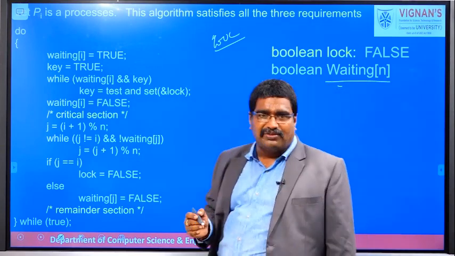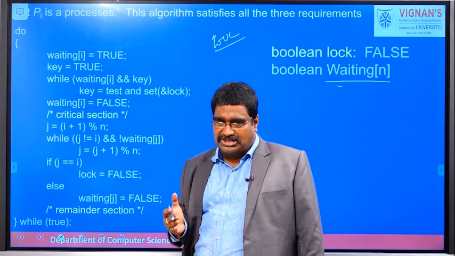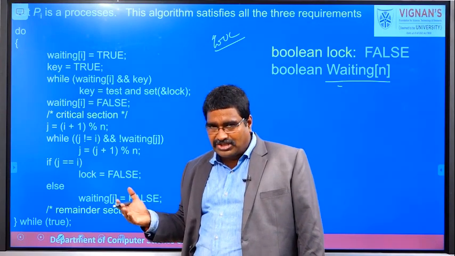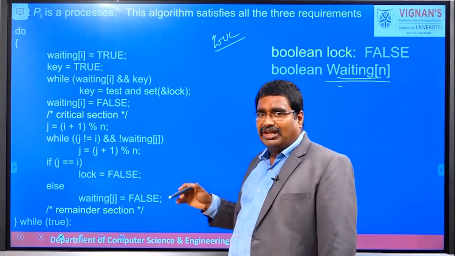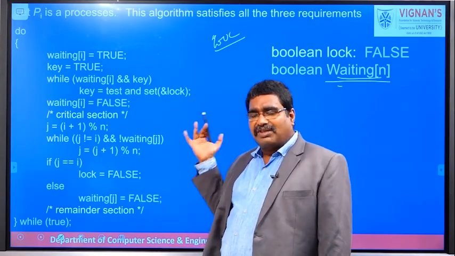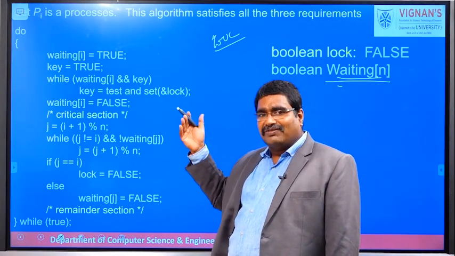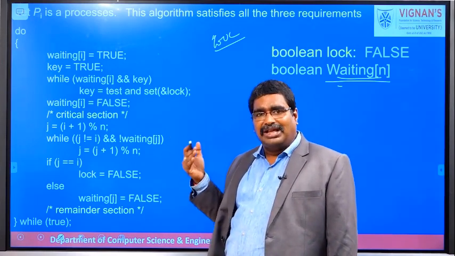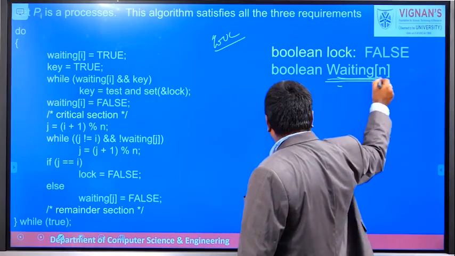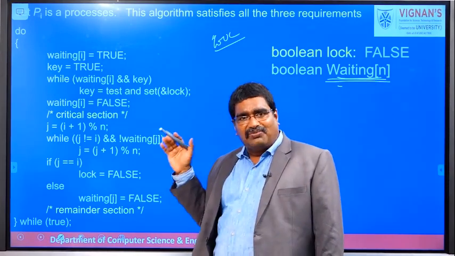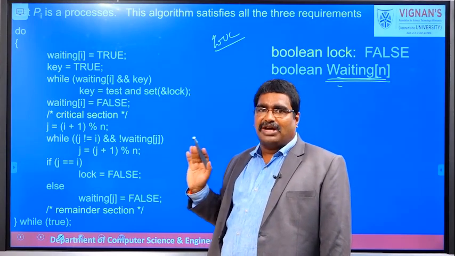And what is the purpose of waiting? Waiting is a Boolean array, and its size is based on the number of processes. For example, if there are 10 processes, then the waiting size is also 10. Or if there are 20 processes, the waiting Boolean array's size is 20. Initially, no process is waiting to enter the critical section. For that reason, all the values in the waiting array are false, and similarly the lock is a Boolean variable whose value is false.